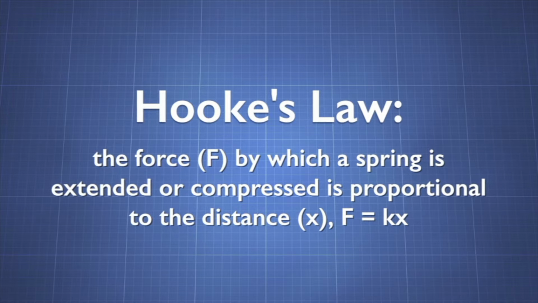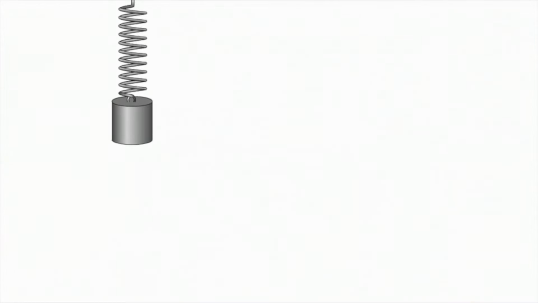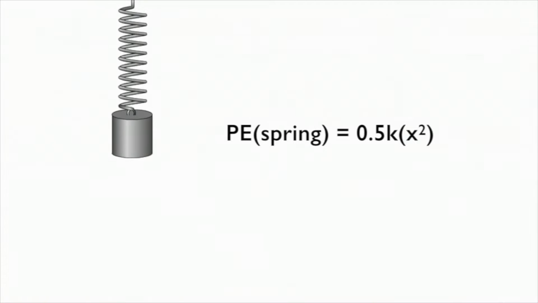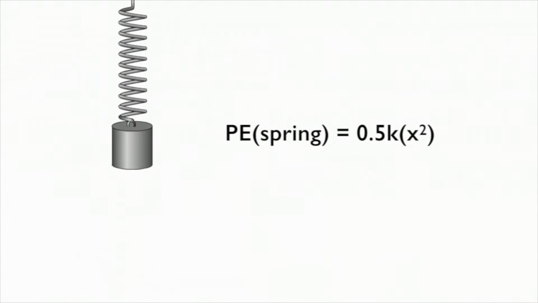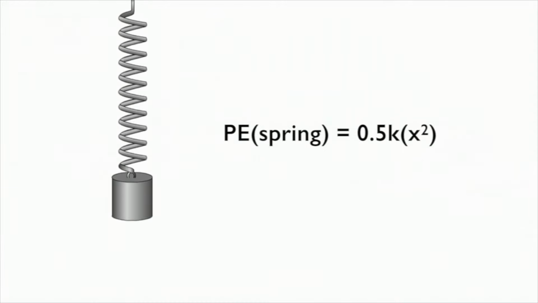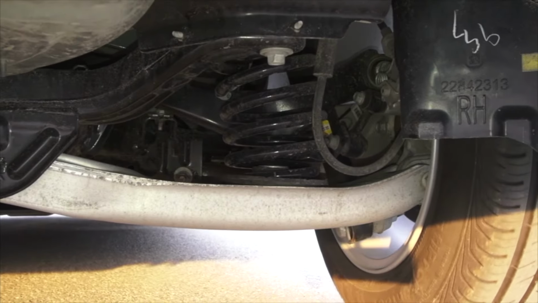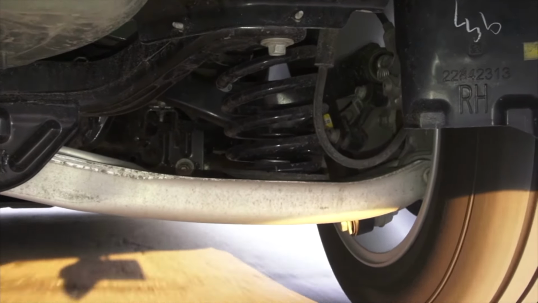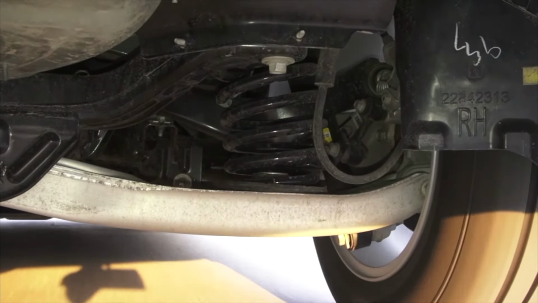The potential energy in a stretched or compressed spring is 1/2 times the spring constant K, times x squared, where K is the spring constant and x is the displacement of the spring, or the amount it is stretched or compressed. During the oscillations, the potential energy in the spring is converted into kinetic energy and back again as the spring goes back and forth.